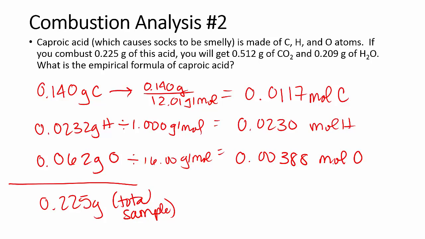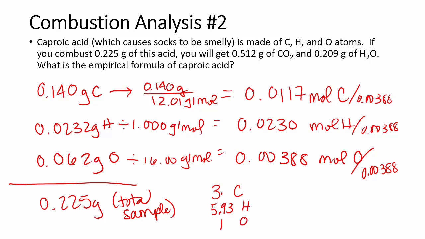So to convert these values into a nice, neat whole number ratio, we do our step 3, which is divide by small. So I'm going to divide all of these numbers by 0.00388. When I do this, I end up with 3.02 carbons, that's close enough to round to 3 carbons, 5.93 hydrogens, that looks close enough to round to 6, and then 1 oxygen. So now I have an empirical formula, C3H6O.